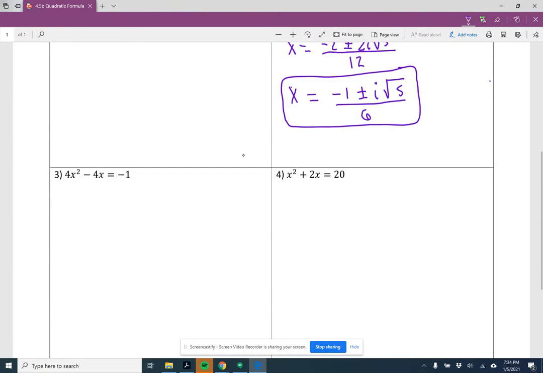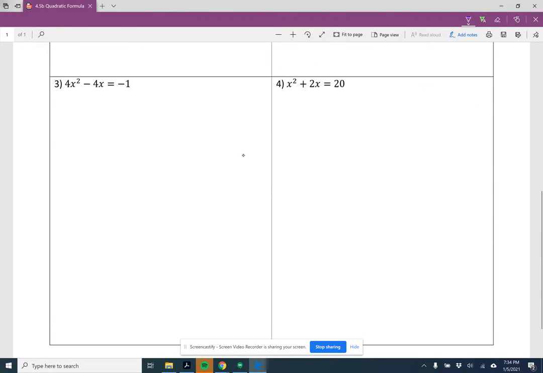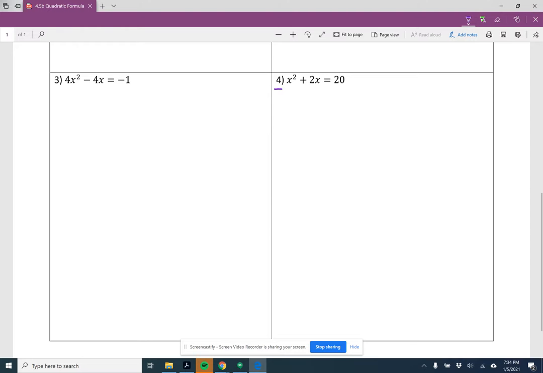So number 4. She'll do this one in the video a little bit differently, and I want you to see both versions. So this one, first thing we're going to do is subtract a 20 so that we have x squared plus 2x minus 20 equals 0. We've got to have it in that standard form. Then we'll identify the a, the b, the c, and then we'll plug them right into the quadratic formula.